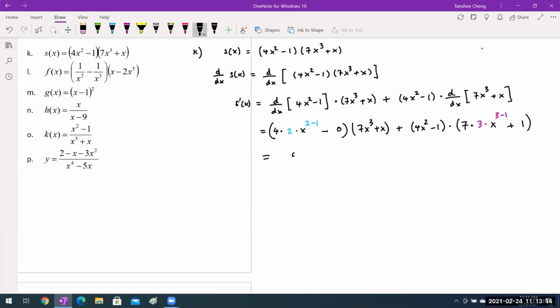So simplifying it, this will give me 8x times 7x to the third plus x, plus 4x squared minus 1 times 21x to the second power plus 1. And this will be my final answer. You can multiply it out and then continue simplifying if you want to. That's perfectly fine, and I will recommend that. Now, let's pause for a second and try to do L, right?